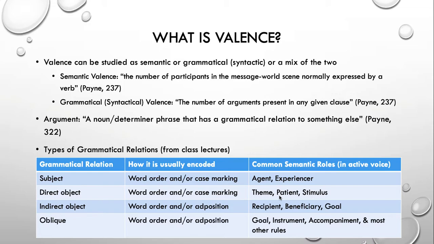What is valence? Well, there are two types, which can be studied either separately or together. There is semantic valence, the number of participants in an event normally expressed by a verb, or grammatical valence, the number of arguments present in any given clause. An argument is a noun or determiner phrase that has a grammatical relation to something else. These can be categorized by grammatical relation and or semantic roles as seen in the table below.